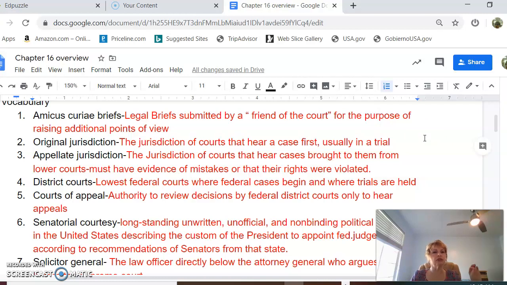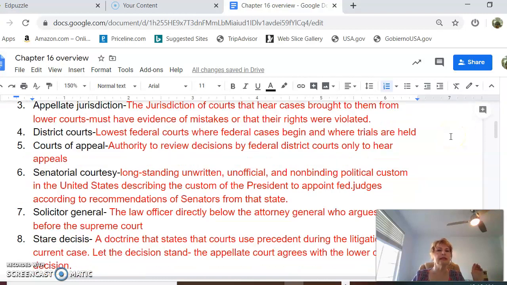Appellate jurisdiction. The root word of this is to appeal. The jurisdiction of courts that hear cases brought to them from lower courts must have evidence of mistakes or that their rights were violated. You just can't go to the Supreme Court and go, I don't like how they decided my fate, I want this heard again. You have to have proof that your rights were violated or that mistakes were made. And that's how you appeal. That is the standing to sue, standing.